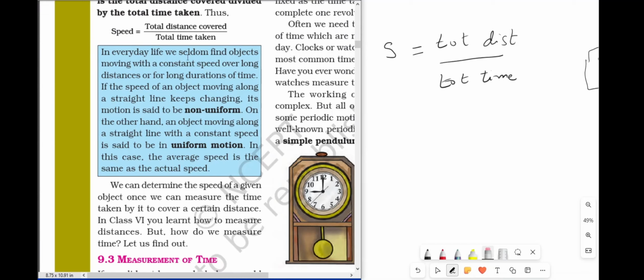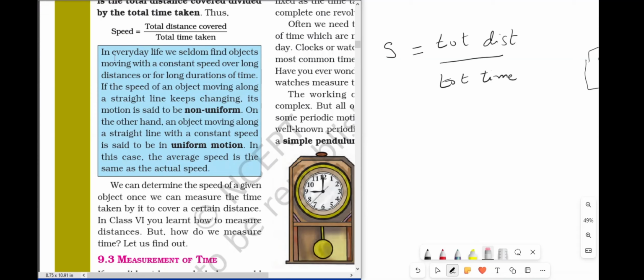In everyday life, we seldom find objects moving with a constant speed over a long distance or for long durations of time. If the speed of an object moving along a straight line keeps changing, its motion is said to be non-uniform. On the other hand, an object moving along a straight line with a constant speed is said to be in uniform motion. In this case, the average speed is the same as the actual speed.